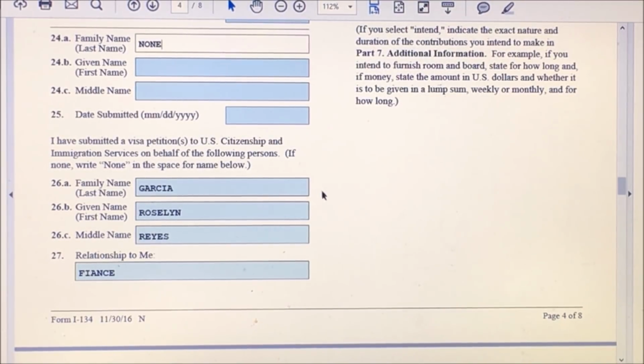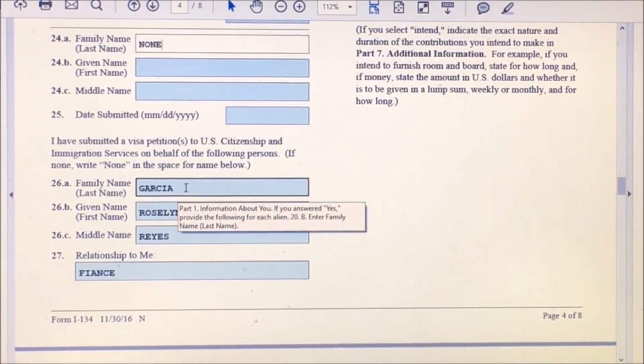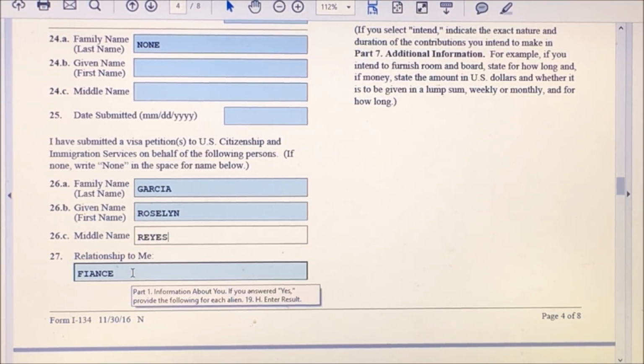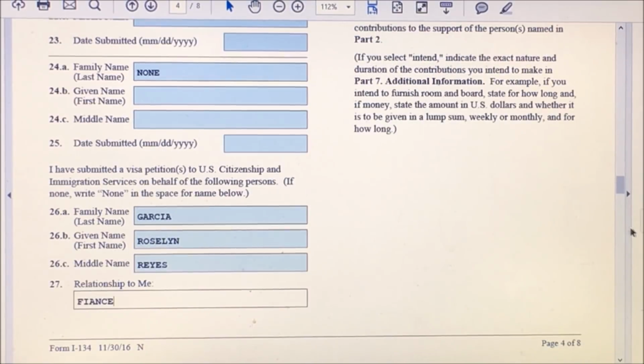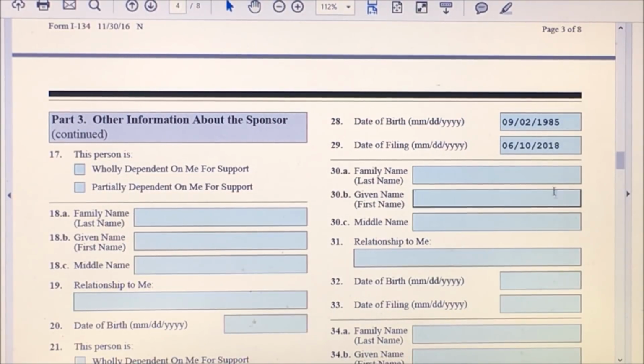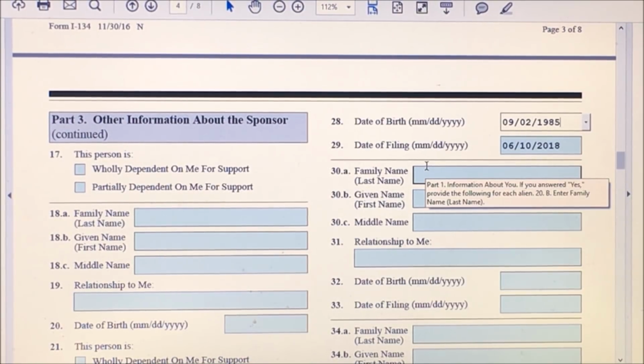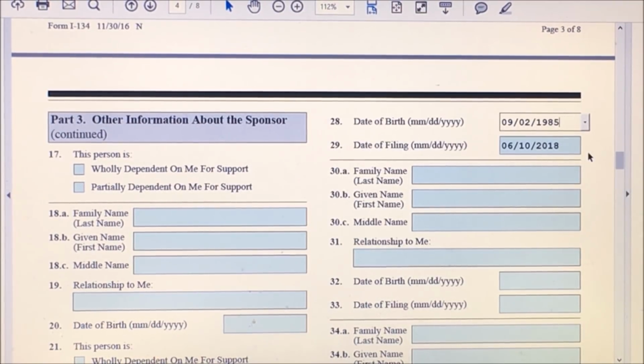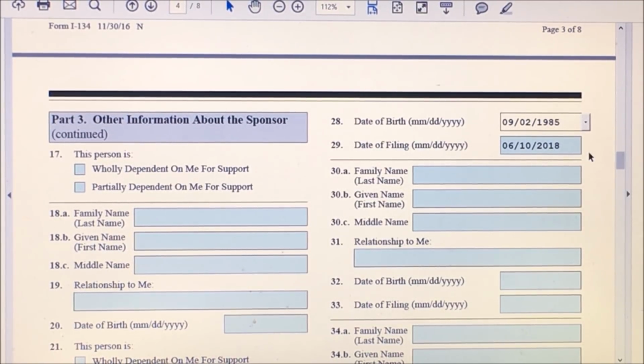Okay, so in this one, since we already applied for K1 fiancé visa, and K1 fiancé visa is a visa petition, so we just type here the beneficiary name. So the last name, the first name, and then the middle name, then relationship to the petitioner, fiancé. Okay? And the next, the date of birth of the beneficiary, then date of filing. This is the date when you filed your K1 fiancé visa.